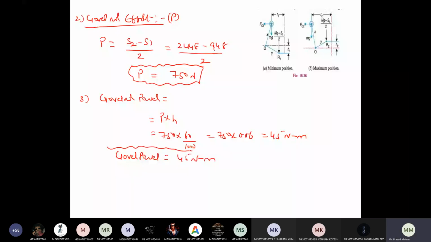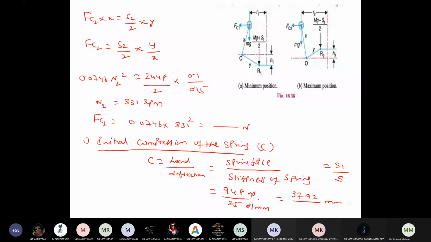And initial compression we are getting as, I am writing here, C is equals to 37.92 millimeter. Okay, right. With this, we will end up this problem. Now let me go for the next problem, 18.27 example.